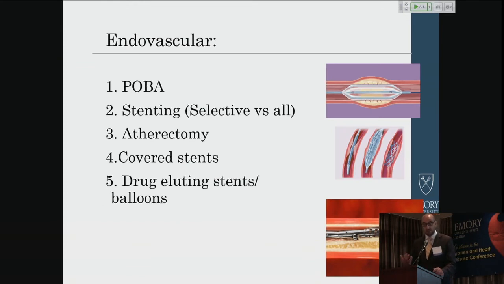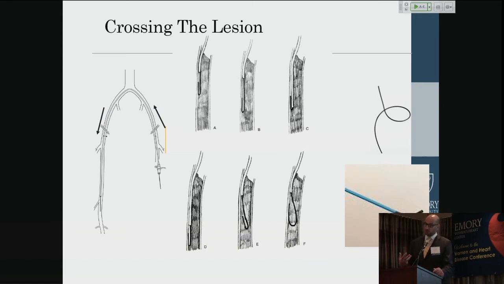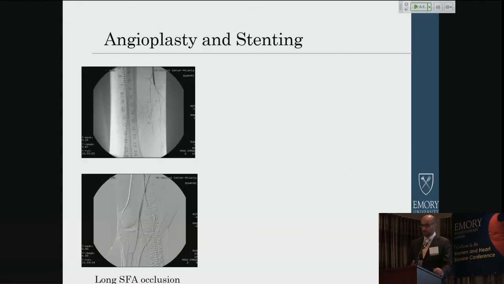Endovascular interventions, as I mentioned, there are so many: POBA, plain old balloon angioplasty, or just stenting, atherectomy clearing the plaque, covered stents, drug-eluting stents, bare metal stents. All of these are endovascular options, and the treatment is just like what we talked about in iliac artery interventions. You cross the occlusion, you put in a balloon or a stent or use an atherectomy device, and treat this occlusion accordingly.